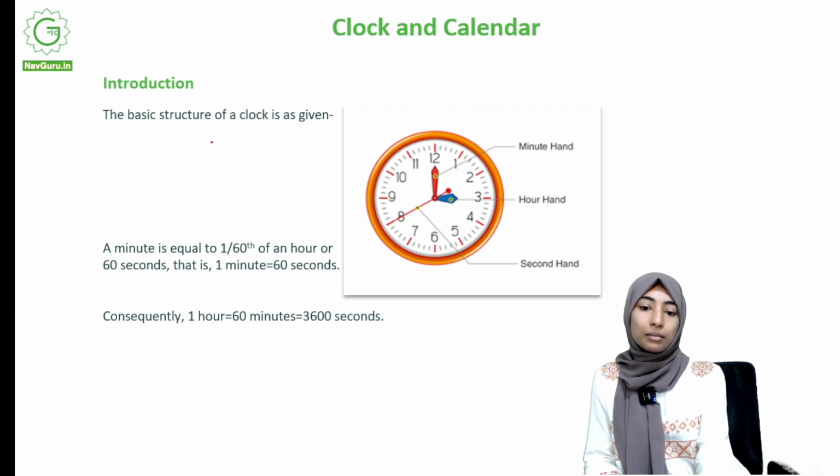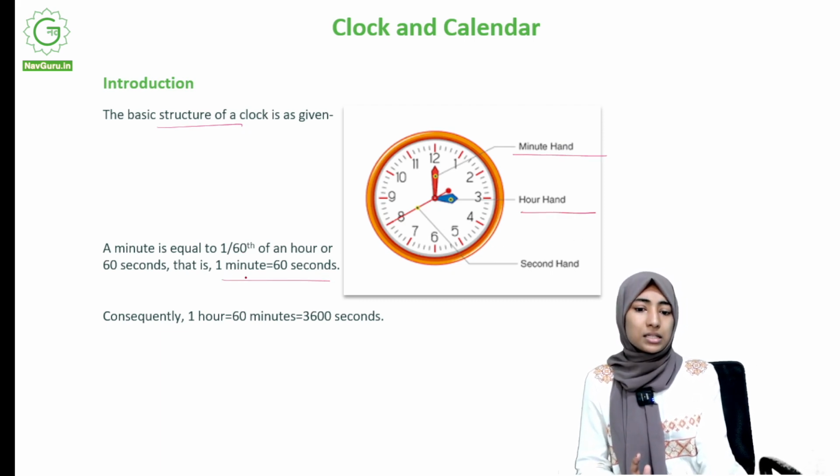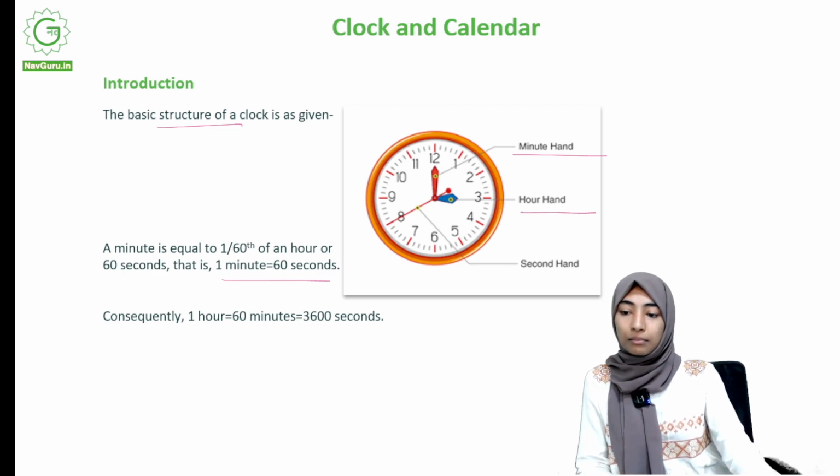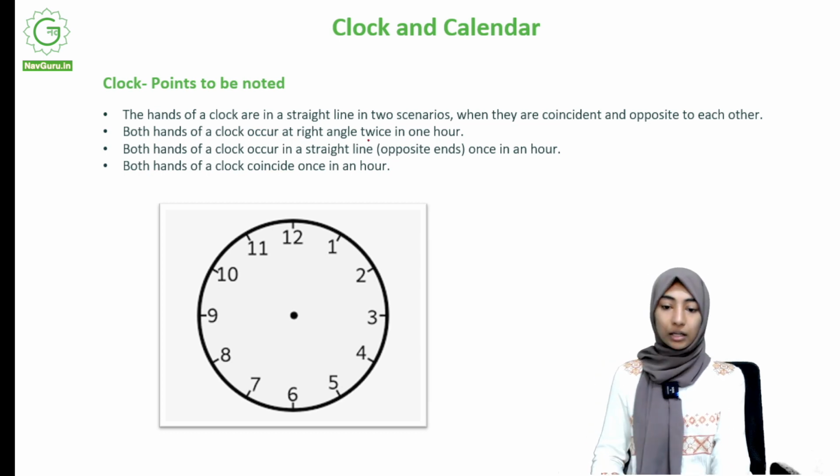So first, the basic structure of a clock. There are mainly two things that you need to know: the minute hand and the hour hand. And just basic things: 1 minute is 60 seconds. That's the basic major thing that you need to know. And then we had a couple of points under clock.